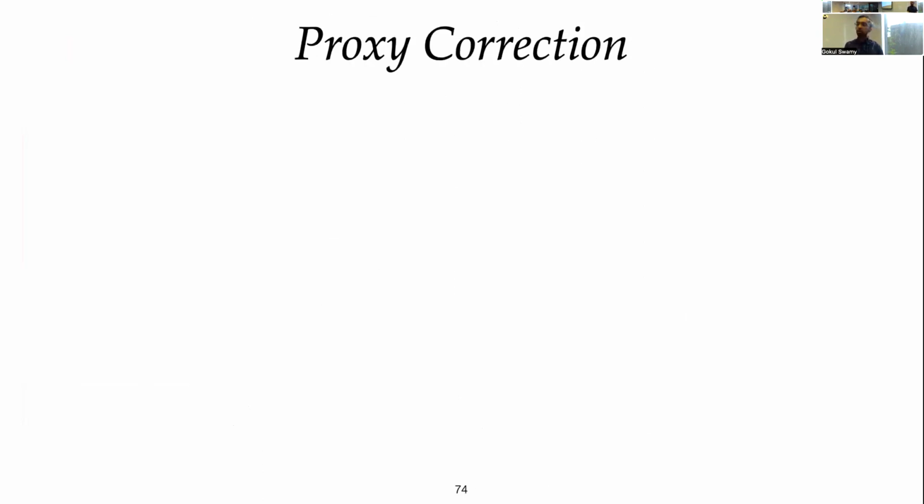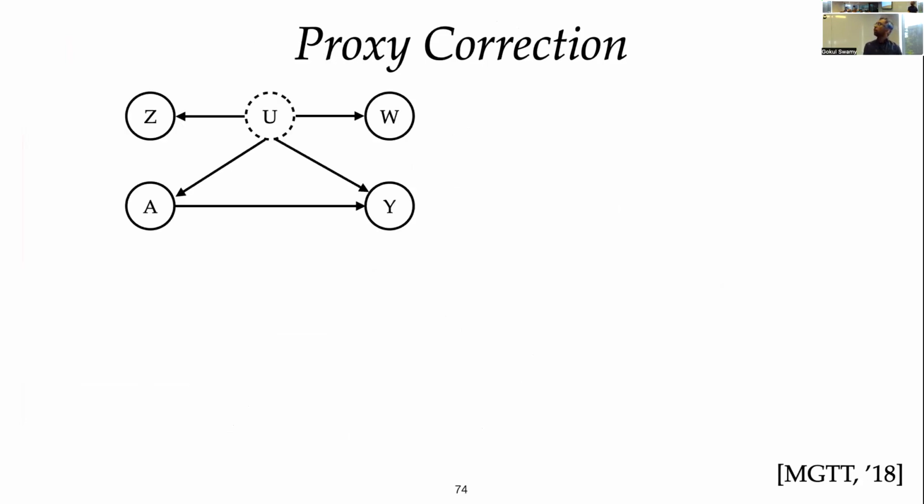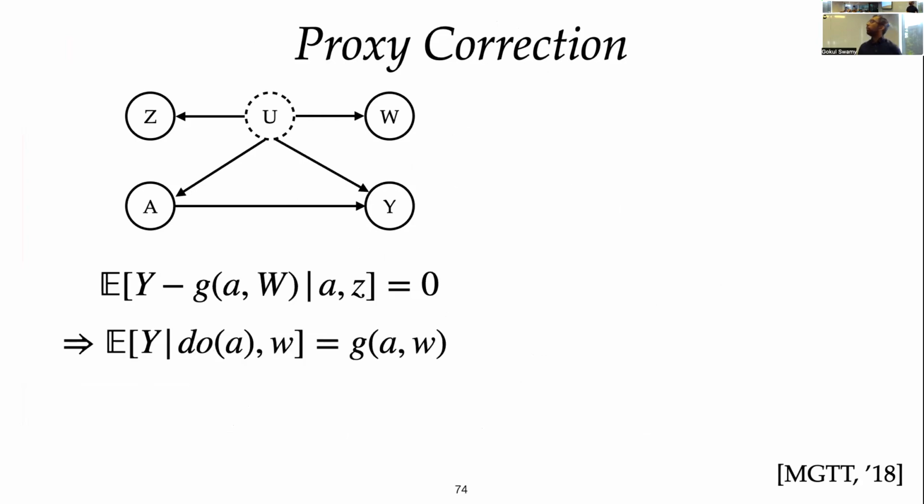And for that, we're going to use something called the proxy correction, which is, I think, in part due to Chechkin et al. So the proxy correction says we have a graphical model that looks like this. And basically, under some assumptions, if we're able to find a G that satisfies this conditional moment restriction, the causal effect of A on Y, conditional on covariate W, is just equal to G.